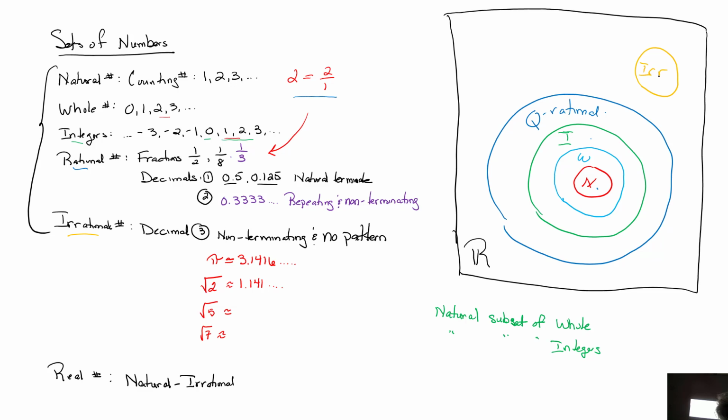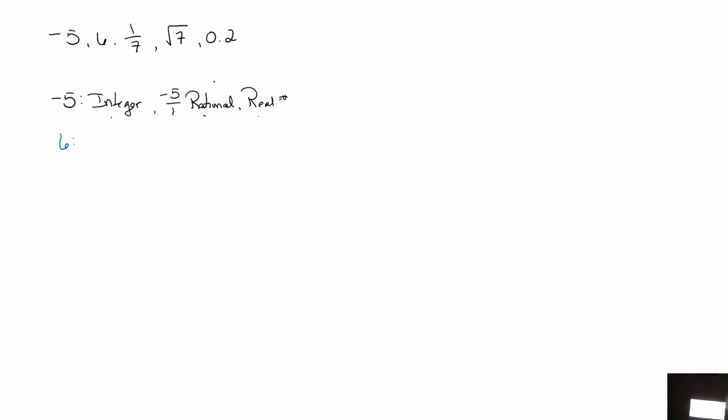Would it be considered an irrational number? No, because this is its own little world, irrational. It doesn't associate with these 4. But remember, anything in either of these 2 worlds would also be considered real. So that means 6 is a natural number, it's a whole number, it's an integer, it's a rational number, and it's a real number. It belongs to every group except the irrationals. Okay, how you doing? So far so good?